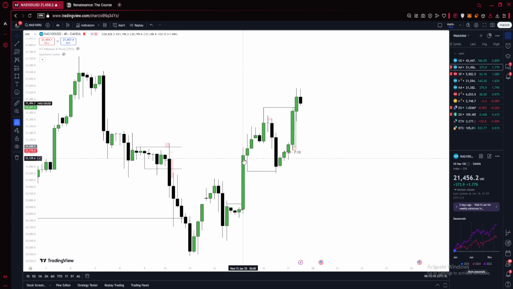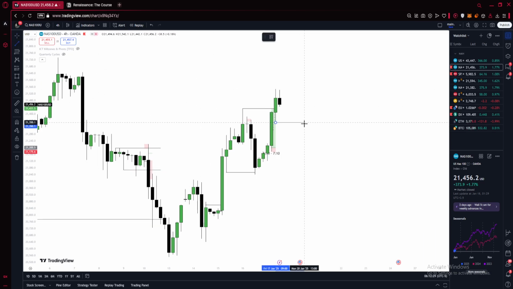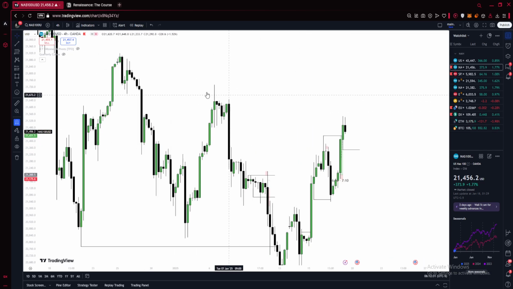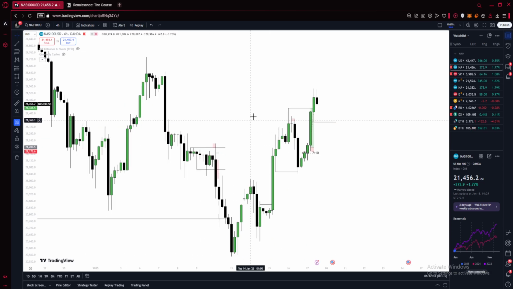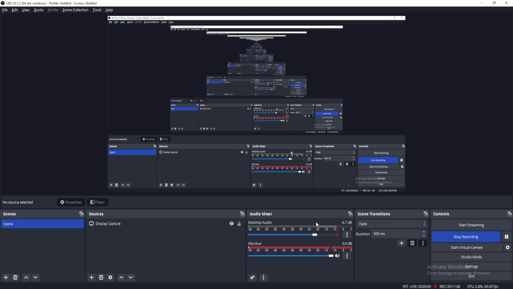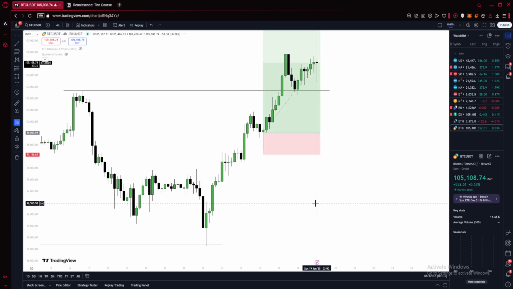It's really this simple, man. Sweep this high, go back into the gap, filling the gap back up into here. Now, what if we come back into this 4 hour gap? Bam, continue higher into here. It's really that simple. Now, how long have I been recording for? 11 minutes. Let's keep it going.